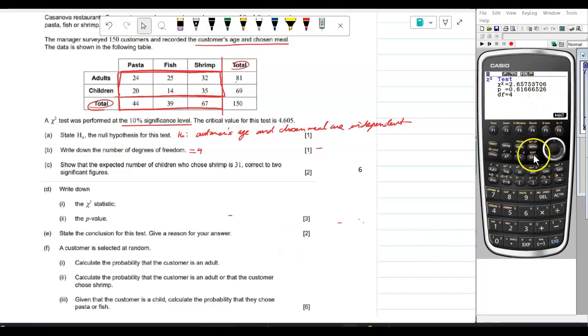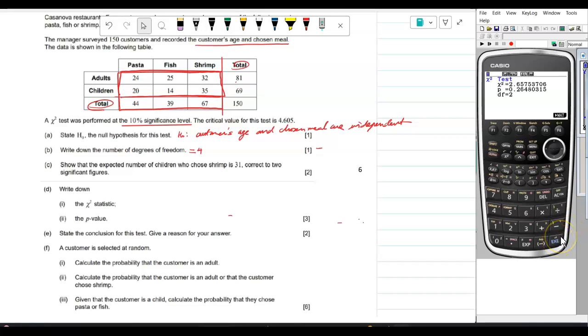So once again, you have to redo the sum. I have to go up. Correct? Matrix. So how many rows are there? 2 by 3. Because everything will go wrong, no? 24, 25, 32, 20, 14, 35. Now you go and execute it.